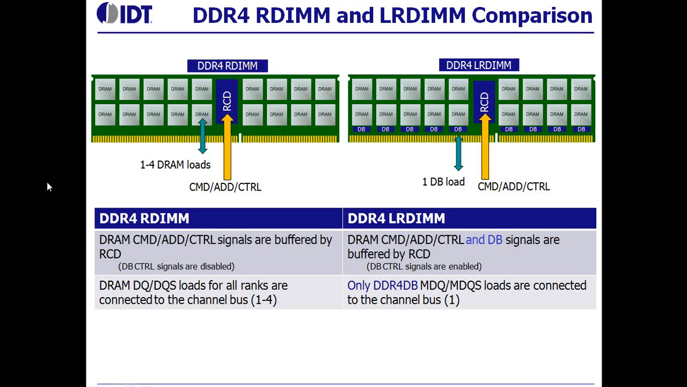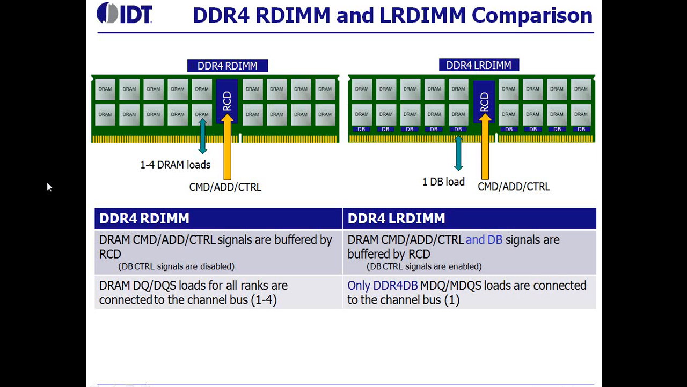On the RDIMM, all commands, address, and control are buffered by the register, here shown as the device in the middle of the RDIMM with the acronym RCD, which stands for Registered Clock Driver. That's the acronym used by the industry. However, as you can see, the data outputs from the DRAM are not buffered on the RDIMM. Therefore, there can be from 1 to 4 DRAM loads presented at the RDIMM connector.